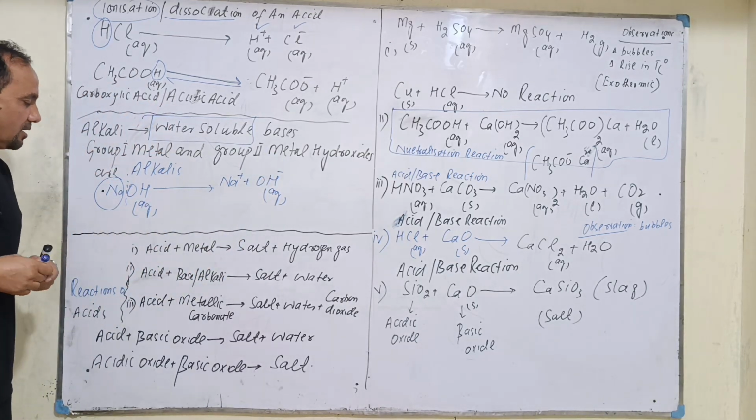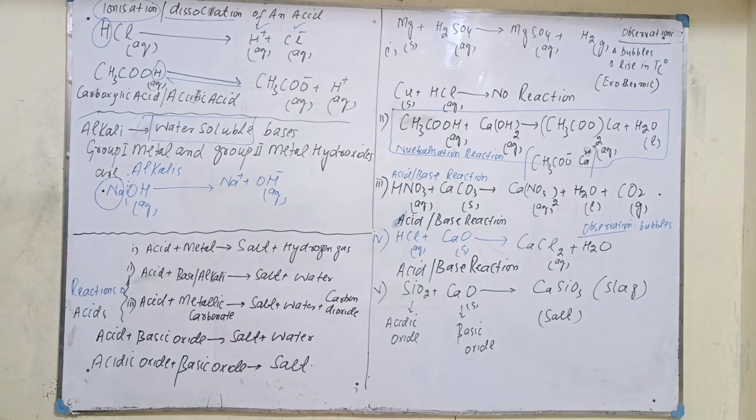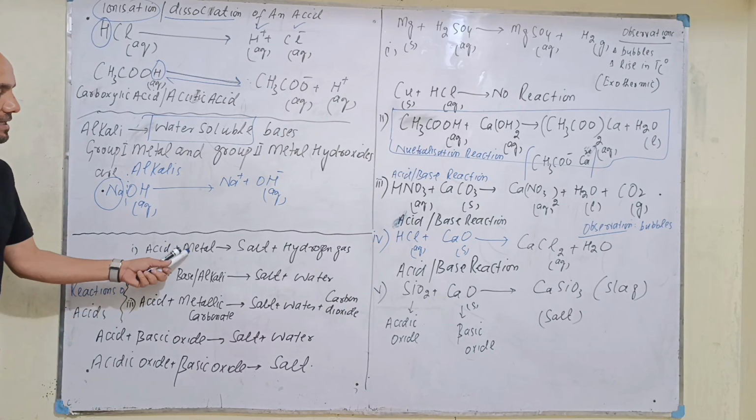Okay. Now we are talking about the reactions of acids. So generally we know about 3 reactions, but I have made it 5 just to differentiate in all the reactions. First is acid plus metal.